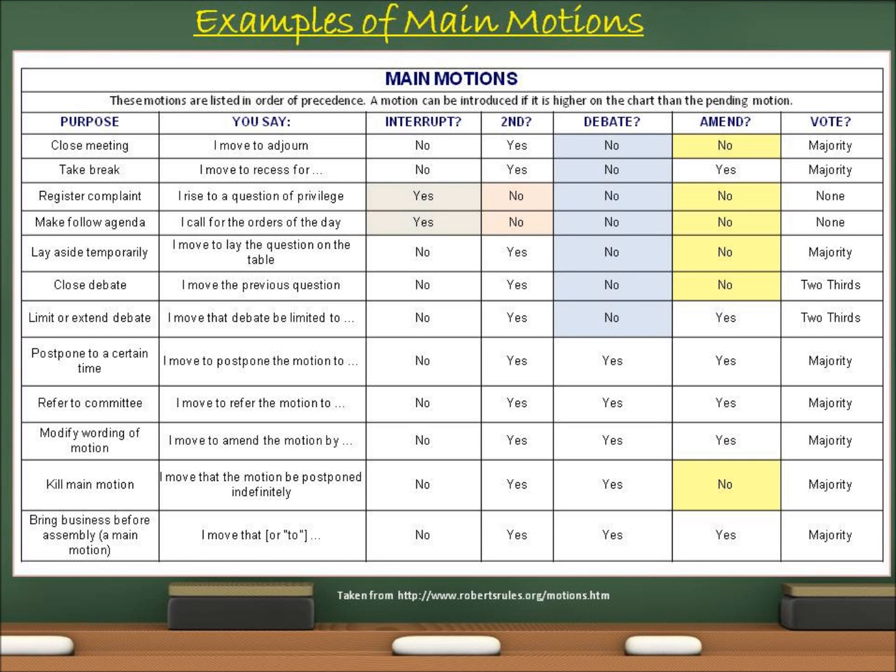Here are more examples of main motions that can be made. These motions are listed in order of precedence. A motion can be introduced if it is higher on the chart than the pending motion. Note that this chart includes the purpose and how you state it in the meeting. It might not be a bad idea to bring this as a cheat sheet to the first few meetings you attend. Also, this chart states whether you can interrupt the speaker to make the motion, if the motion needs a second, whether it is debatable, and how many members of the body are needed in order to pass the motion.